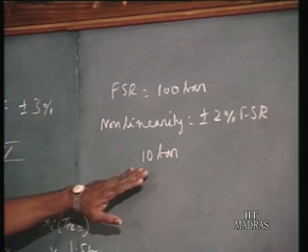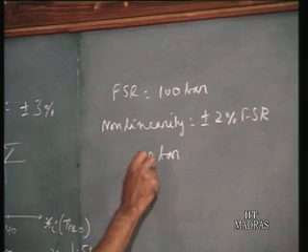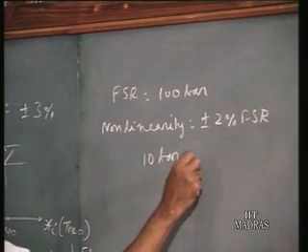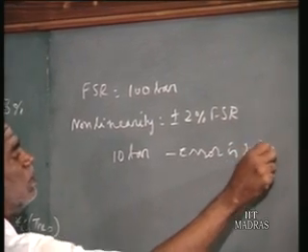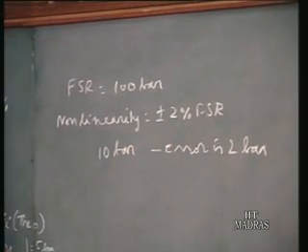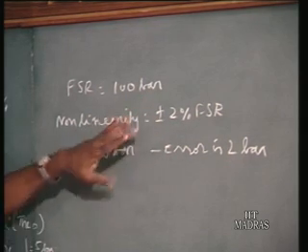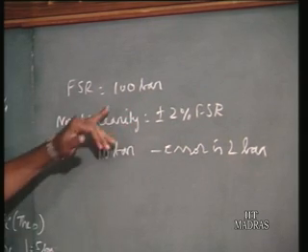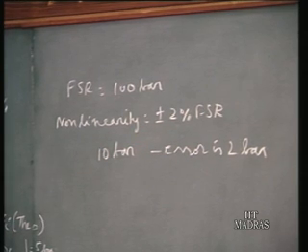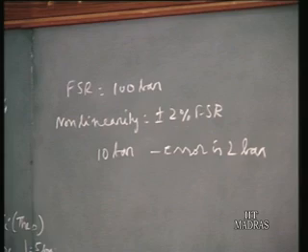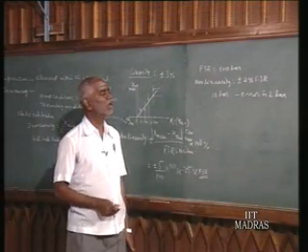What is the effect? If I use the instrument to measure a 10 bar pressure, the error in the 10 bar is equal to 2 bar, because 2% of full scale reading is 2 bar. Full scale reading is 100, so 2 by 100 into 100. So 2 bar will be the error for any reading. That is what it means: whenever we say error is in terms of full scale reading, the error is constant for any reading within the range of the instrument. It remains constant.